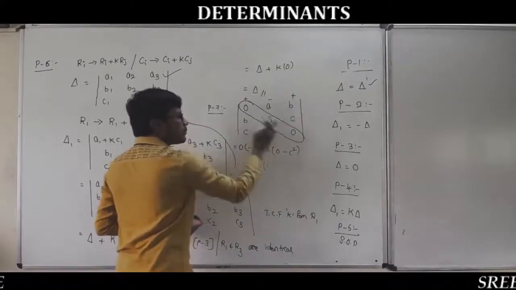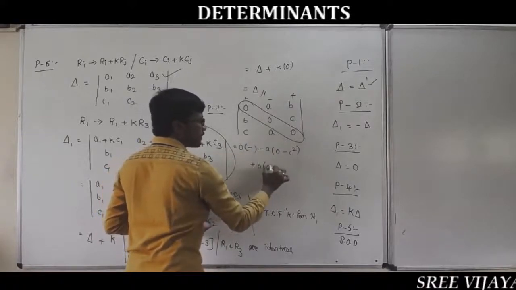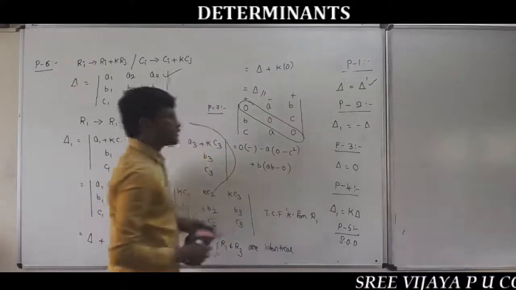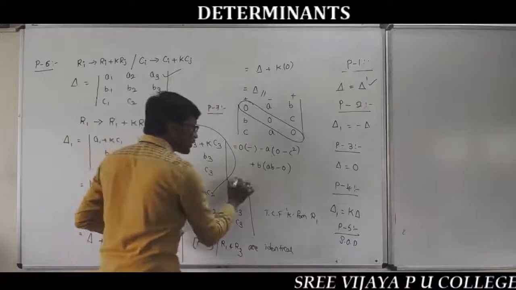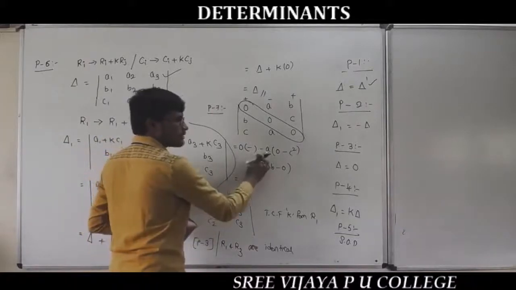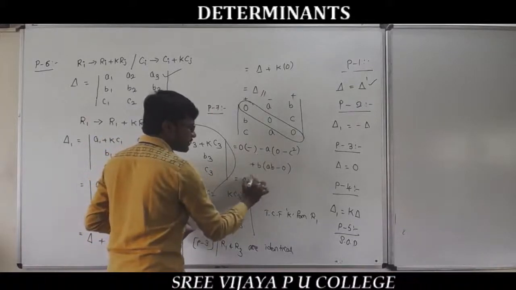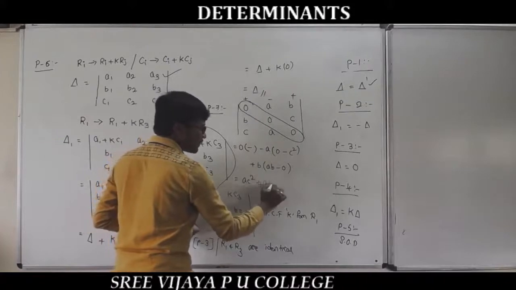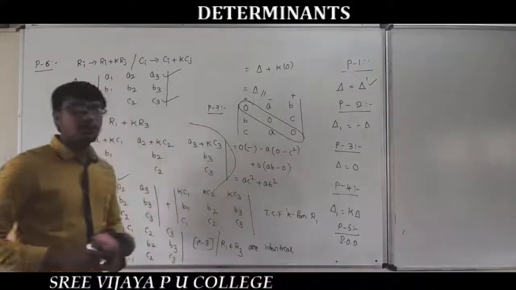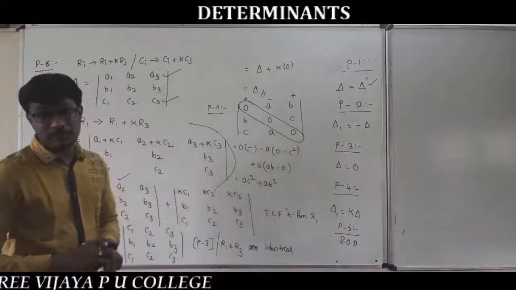Next for this, B into A, AB minus 0. What value did we get? It is 0. So this is minus, and minus plus AC square. So this plus AB square. So what you got is AC square plus AB square.